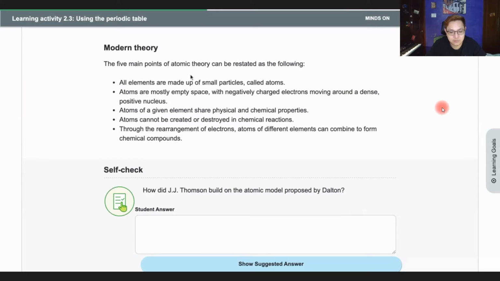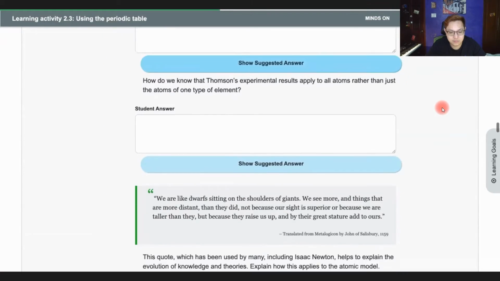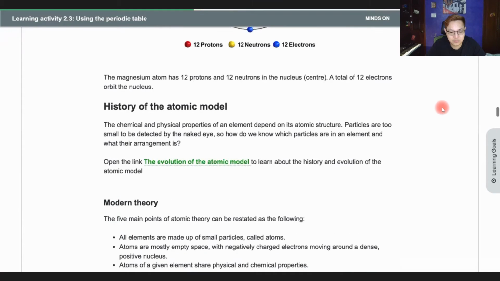All elements are made up of small particles called atoms. Atoms are mostly empty space, with negatively charged electrons moving around a dense positive nucleus. Atoms of a given element share physical and chemical properties. Atoms cannot be created or destroyed in a chemical reaction, though through the rearrangement of electrons, atoms of different elements can combine to form chemical compounds. So these are from the video.